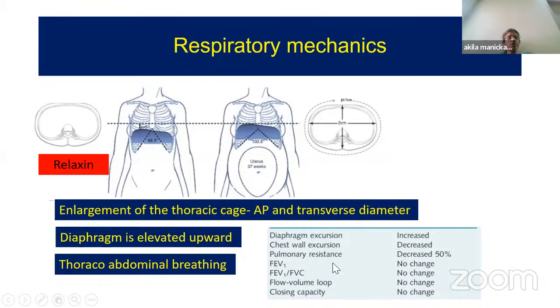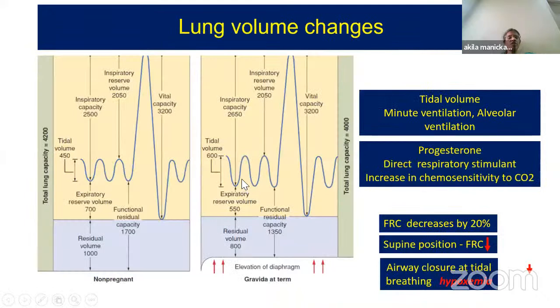When you look at the other mechanics, airflow limitations and flow volume loops, they do not change much, and it is the same as pre-pregnant levels. The only change that occurs is with regard to your functional residual capacity, your residual volume, your expiratory reserve volume, and your tidal volume. The total lung capacity remains the same. It is only the distribution of these volumes which gets altered, ultimately resulting in the increased incidence of hypoxemia. For example, as I told you, when there is a term gravid uterus, there is elevation of the diaphragm.